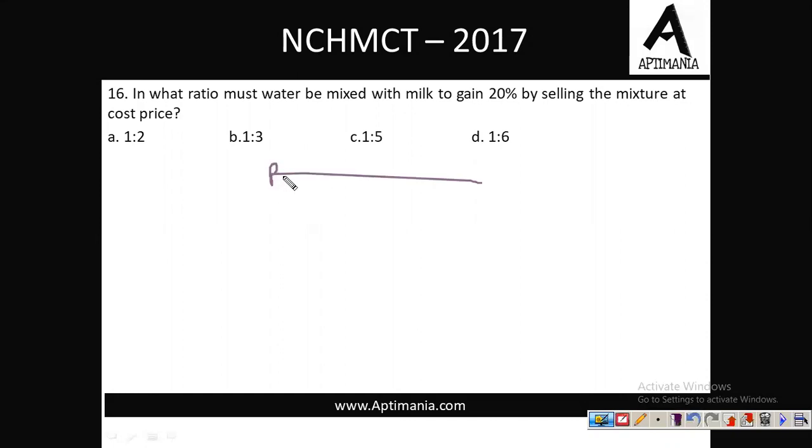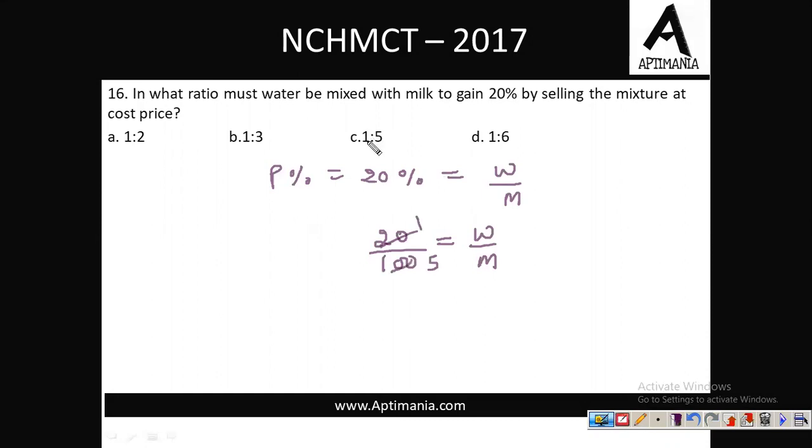See, the profit percent is given as 20%. Now this 20% is equal to, always remember, this profit percent is equal to the ratio of water to milk. So this 20% is basically 20 over 100, and this is equal to the ratio of water to milk. So simply the ratio comes out to be 1 to 5. So this is the easiest solution to such type of question. So the answer to this question is option C, that is 1:5.